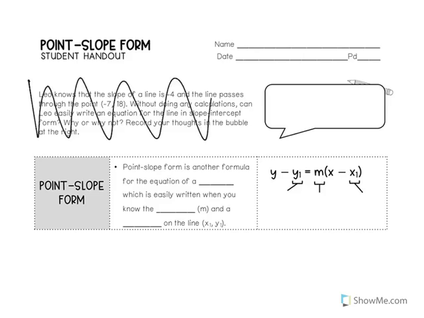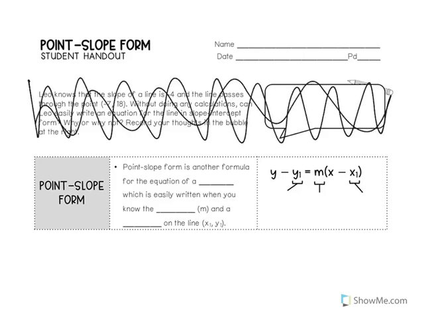All right, so we're going to cross out this top part because we don't need it. And let's do some vocabulary. Point-slope form is another formula for the equation of a line, which is easily written when you know the slope, or your m, and a point on the line.